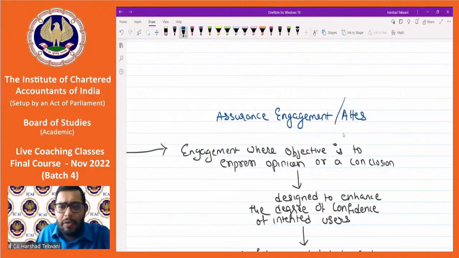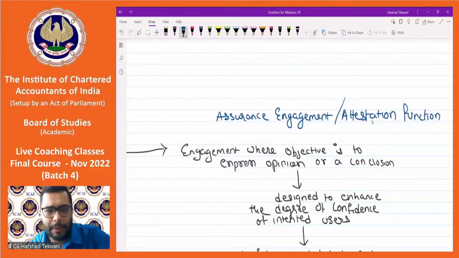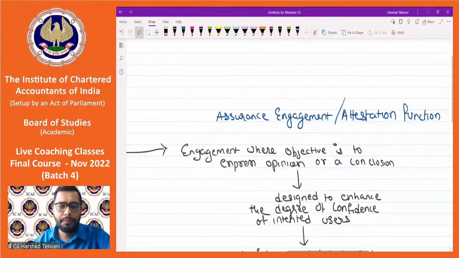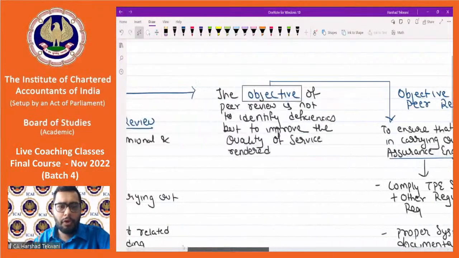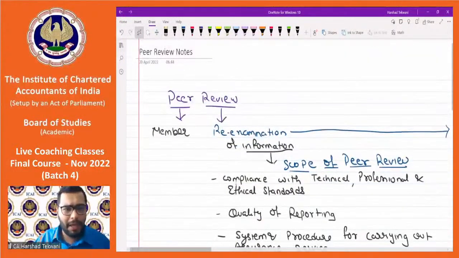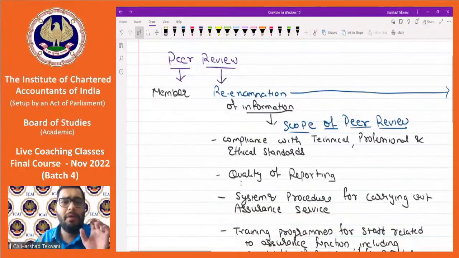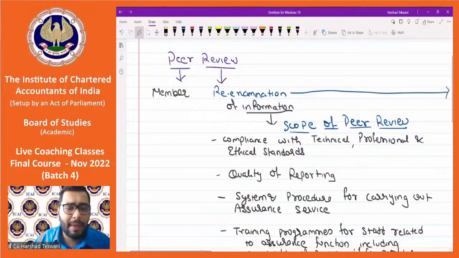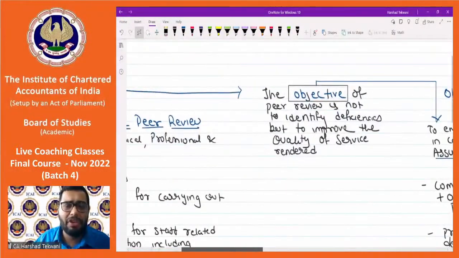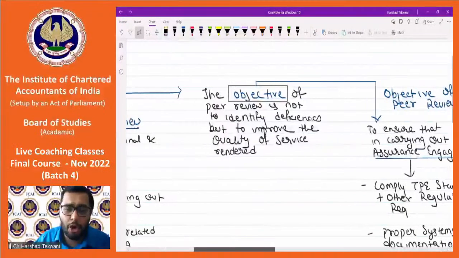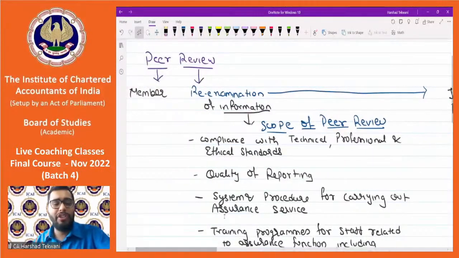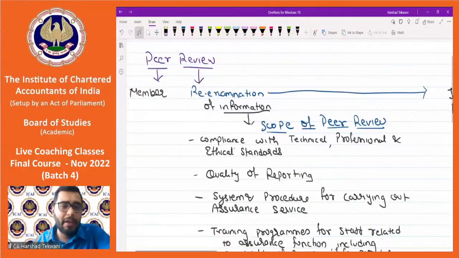Another word that we will be using is attestation function. Assurance engagement or attestation function, both are the same. So we started with the word peer review, then we expanded on member, re-examination of information. We understood what the re-examination is, what the objective is, and what information we are going to re-examine. That is the scope of peer review. Understood? Fine.